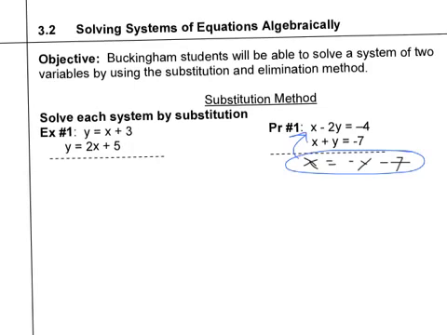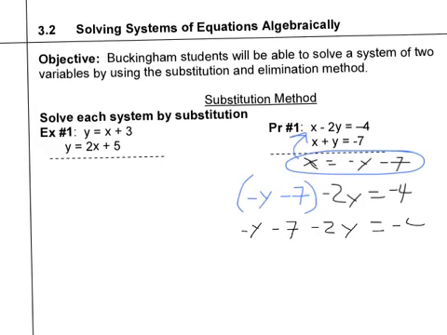Okay, so now that you know something that x equals, you simply plug that x into the other equation for x. So let me show you what I mean. Instead of x on the top, I'm going to write negative y minus 7 minus 2y equals negative 4. So look, I just rewrote this equation, but instead of an x, I plugged in what I knew was equal to x. And there's nothing being multiplied on these parentheses, so I don't multiply anything. I can rewrite this as just negative y minus 7 minus 2y equals negative 4.